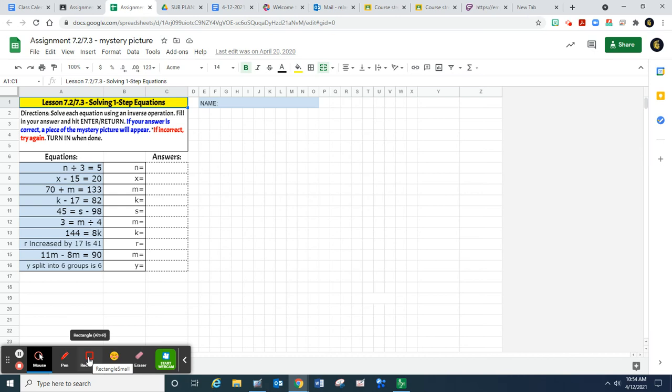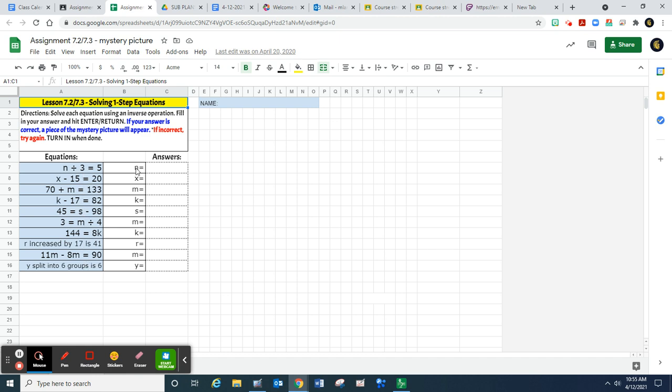Hey everybody. So we have a fun activity today to see if you are able to solve one-step equations with inverse operations. So you can still solve these on your whiteboard using that structure or that setup to organize your work. All of your equations are listed over here in the blue area.